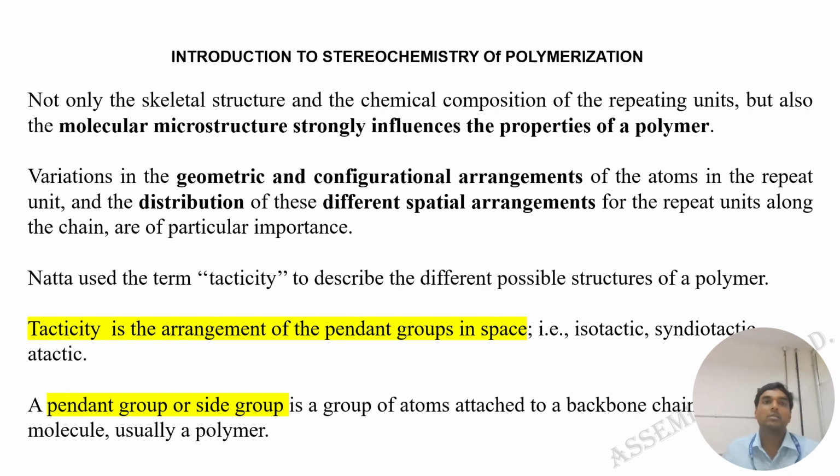Now, stereochemistry is also applicable to polymerization, because based on the position of the functional group on the chain molecule in a three-dimensional projection, we can have different spatial arrangements of the repeating units. So that's called tacticity. Tacticity is basically the arrangement of the pendant groups, the attached groups, in space. So that can be of different types: isotactic, syndiotactic, or atactic.